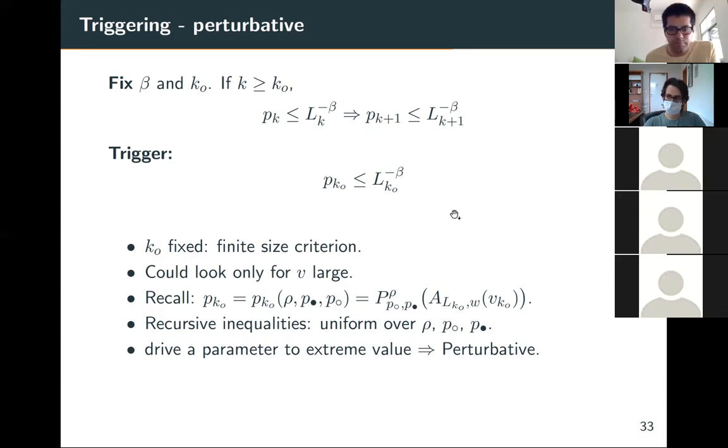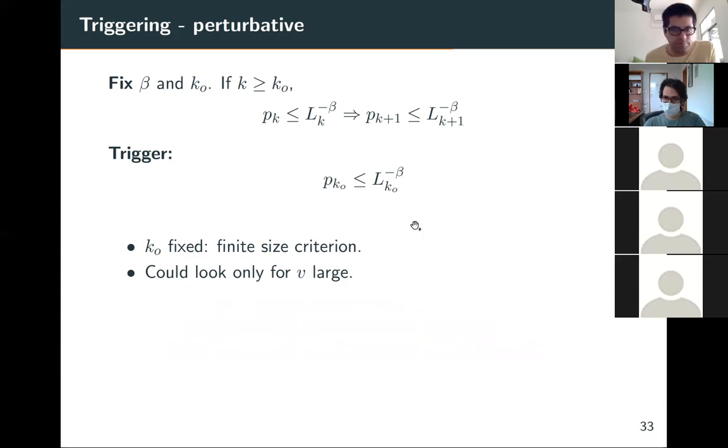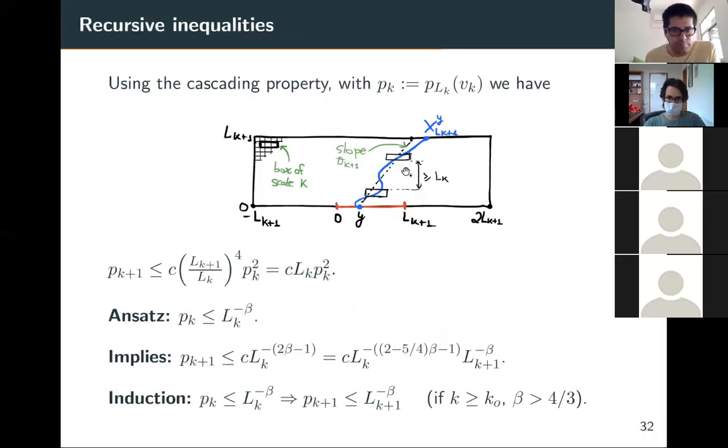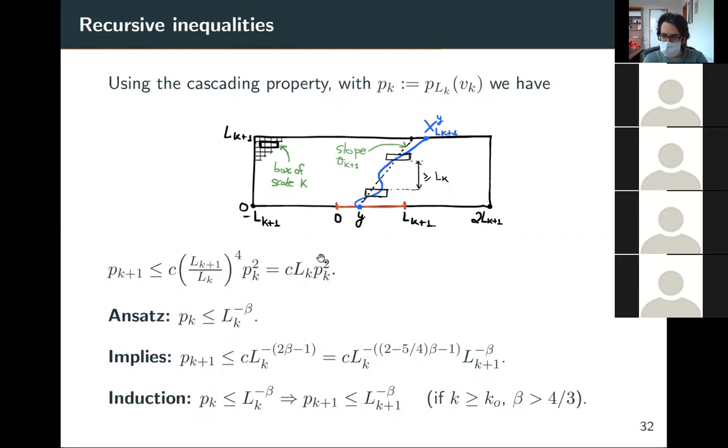So maybe if I go back a few slides here. Yeah, so if you have several boxes of the previous scale where the bad event happened, then two of them are well separated and then you can make it work. Okay. Yeah, that's a good question.